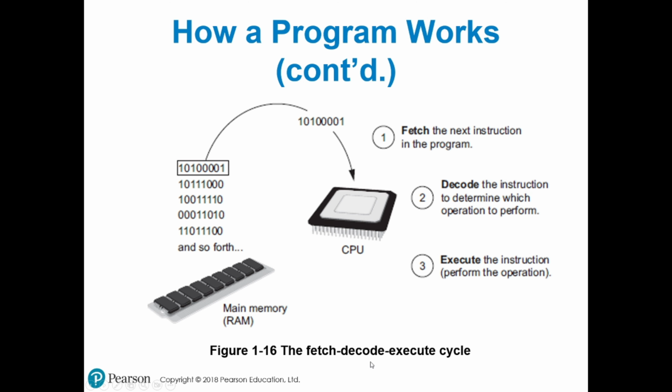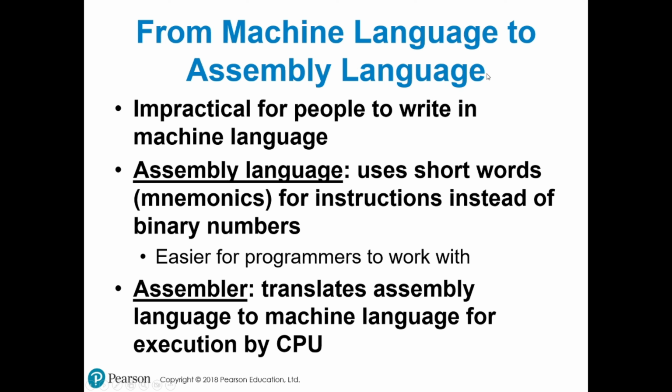So fetch, decode, execute. But this machine language is nothing but binary language, zeros and ones. People cannot write in machine language, right? So assembly language is near to machine language, and people can write it more easily. Not easily, but they can write it compared to machine language. So assembly language also has a lot of scope.